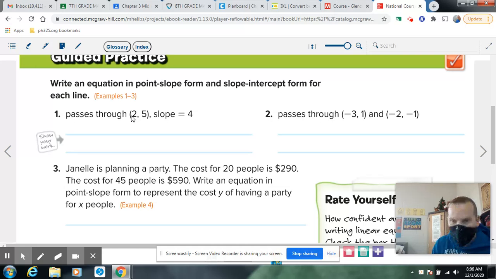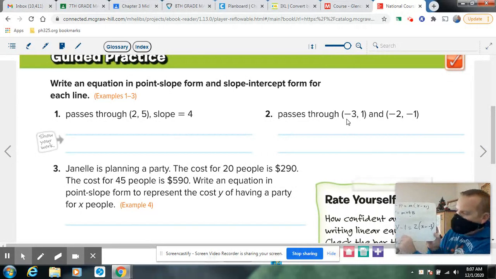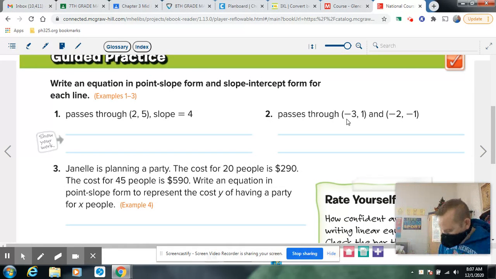Now, let's go back to the original formula. y minus y1. I'll use the first group again. Again, there's my x, there's my y. So y minus y1. y1 is 1. So y minus 1 equals my slope, which was 2, parentheses x minus x1, which is negative 3. Now, don't forget to make your two negatives a positive. We are done. That is our first equation. That is point slope form.